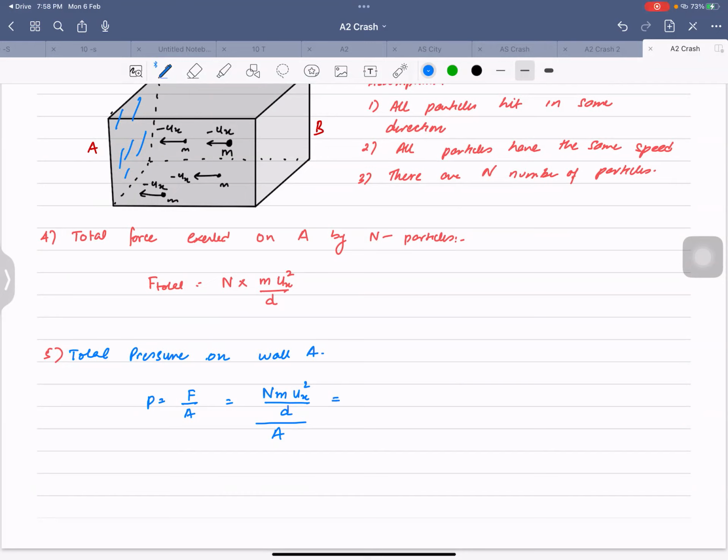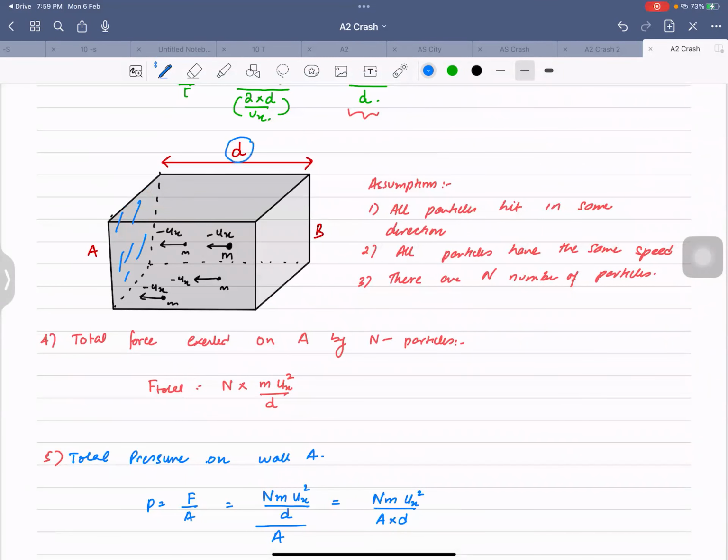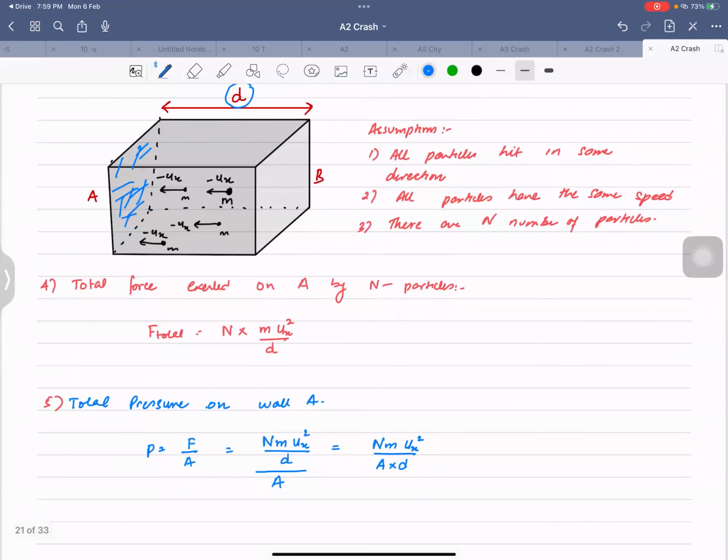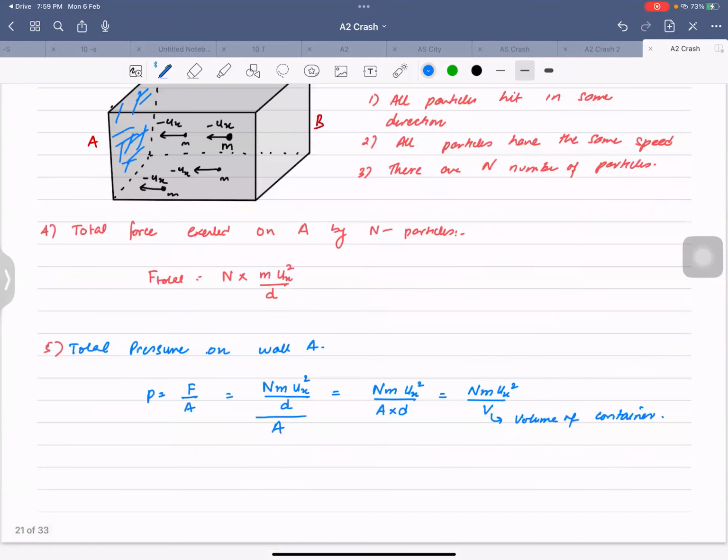Yes, sir. If you see, this is nmux squared divided by area times d. D is this length, and area is the surface area of this. What does that make it? The volume of the container, no? So we can write it as nmux square over volume, where this is the volume of the container. Okay, understood? Yes, sir. Now this is the pressure.